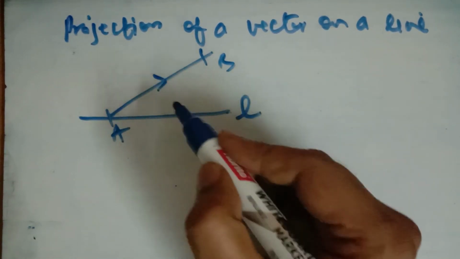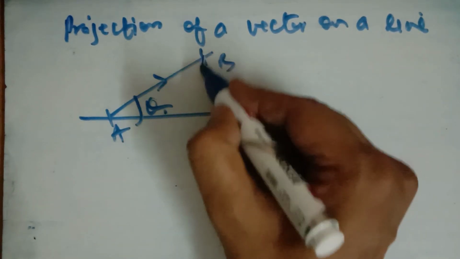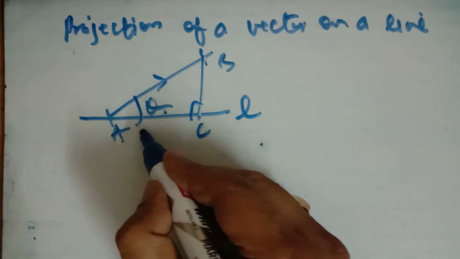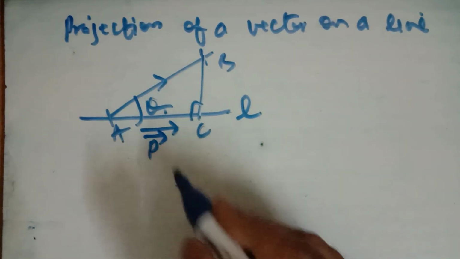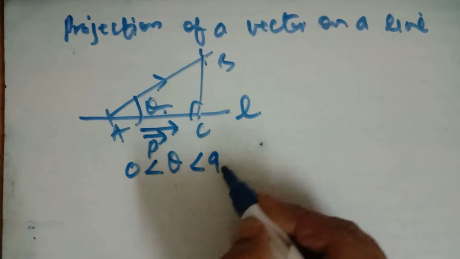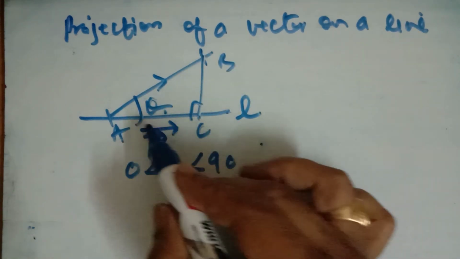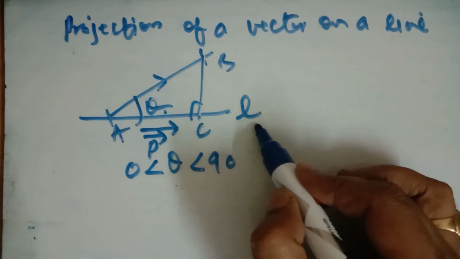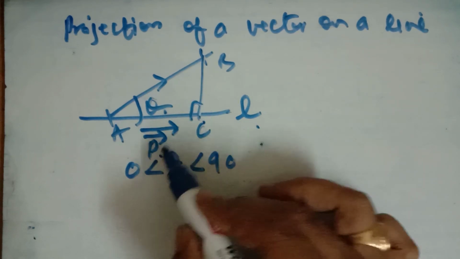There is a vector AB making an angle theta, and if we draw a perpendicular on it, it is C. Then there is a direction of this. Let us call this vector P, and in that case theta is greater than 0 and less than 90. This is the first figure. Vector AB makes an angle of theta with the line L, and the vector AC I call P. This is the angle theta.